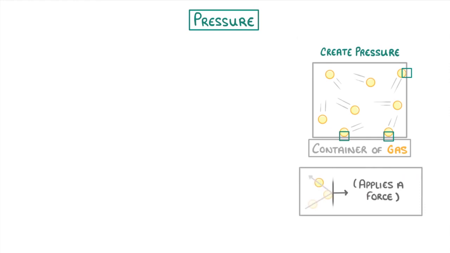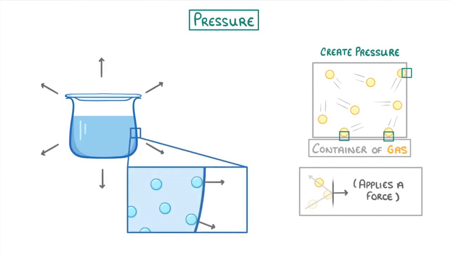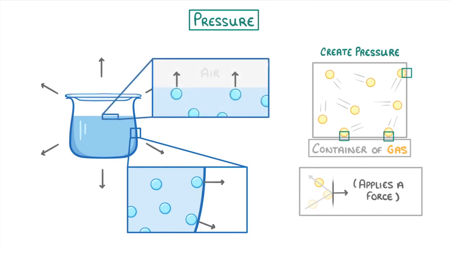The same thing happens with liquids. For example, if we had a beaker of water, it would apply forces outwards in all directions, as the water particles collide with the glass walls on the sides and bottom, and with the air at the surface. So these would again create pressure. We refer to these two types, in gases and liquids, as fluid pressure.